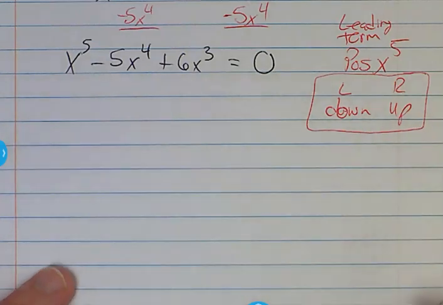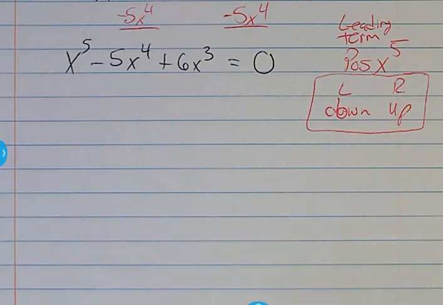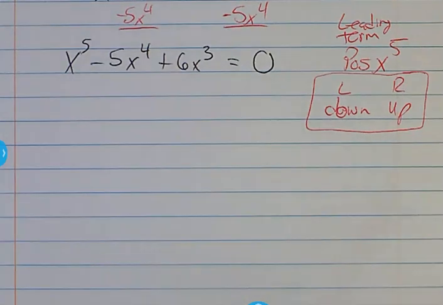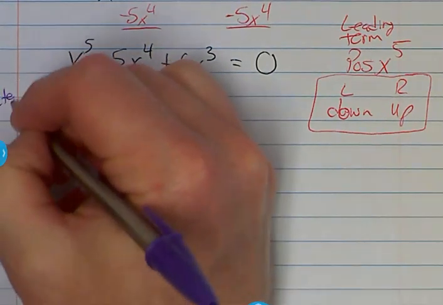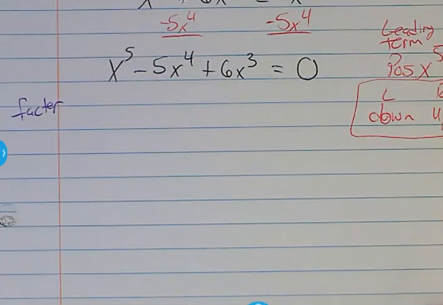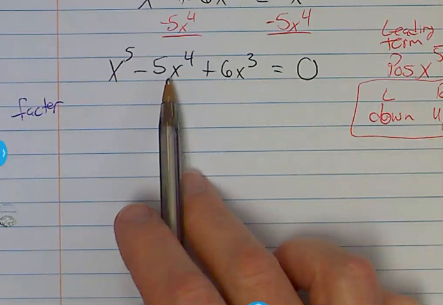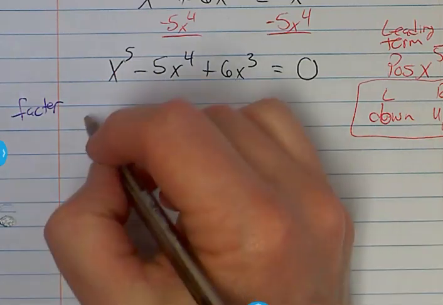Okay, so that's the easy part. We can kind of get out of that one and figure out what's going on with it. Now, the rest of the way, here's where we got to factor. Okay, so we got to factor this thing. We've got x to the fifth, x to the fourth, and x to the third. Everybody good that we're going to take out an x to the third?